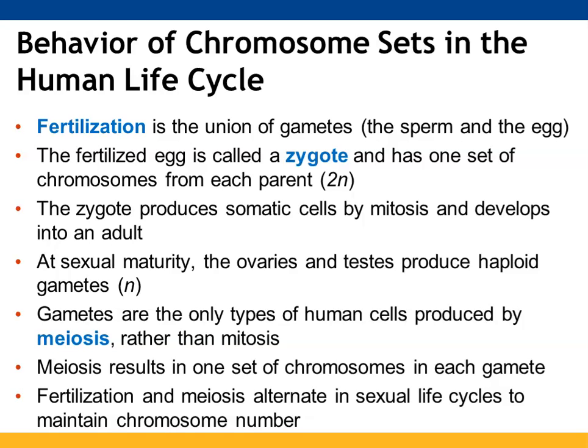So fertilization, or when the gametes come together, produces a fertilized egg known as a zygote. It's going to have a diploid number of chromosomes because it's gotten one set from the egg and one set from the sperm. The zygote then will reproduce its somatic cells via mitosis. And at sexual maturity, the reproductive organs in both the female and the male will produce haploid gametes.